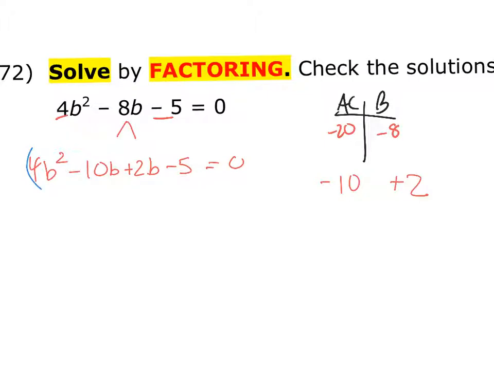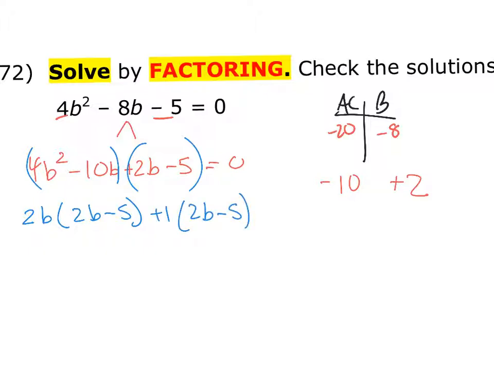Group my front 2, group my back 2. If I group the front 2, I take out 2b, and I am left with 2b minus 5. You got to factor something out. So what can I factor out of the next one? Just positive 1. And you're left with 2b minus 5. You've got the twins of 2b minus 5, and then the other guy is 2b plus 1.